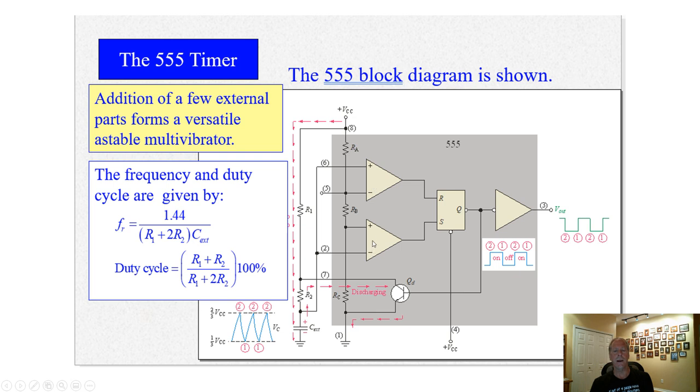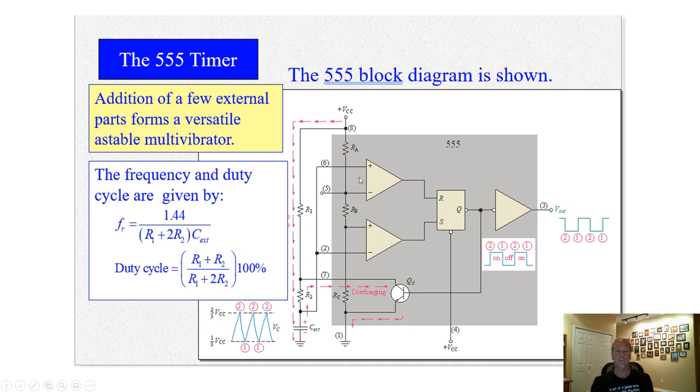It has two comparators in it. Has a flip-flop, a set-reset flip-flop, and it has an inverting amplifier. This is basically a buffer right here at the end, this triangle. And then it has a transistor in it, okay? The transistor is used to discharge a capacitor. Here's the external part. So we have a resistor and a capacitor. This forms like a little ladder, if you see.